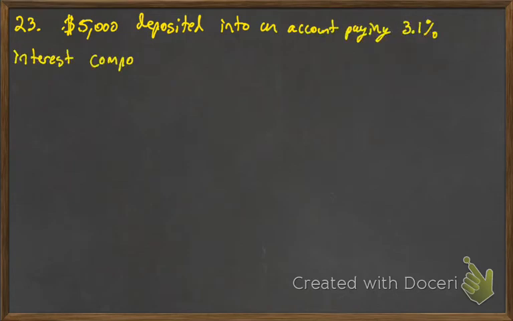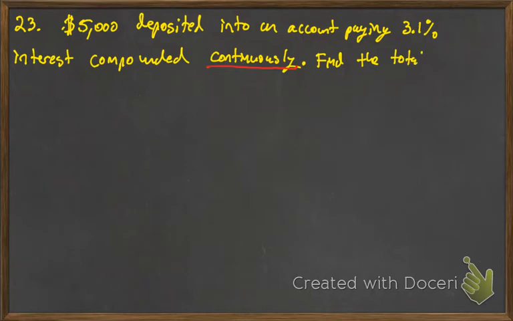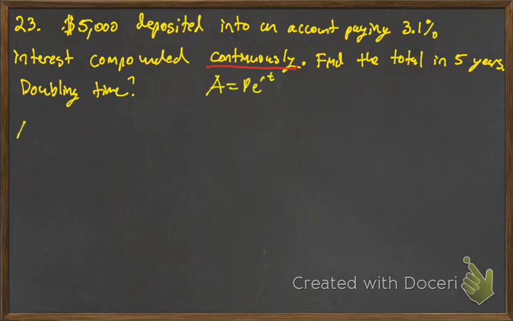Alright, and the next one we're going to look at, they say 5,000 is going to be deposited into an account paying 3.1% interest compounded continuously, and they want us to find the total in 5 years. And then they're also going to ask us how long does it take to double. Continuously compounded, that's the PERT equation, A equals PERT.